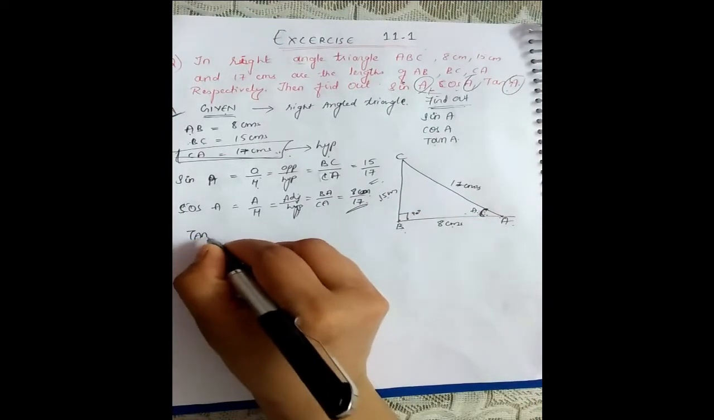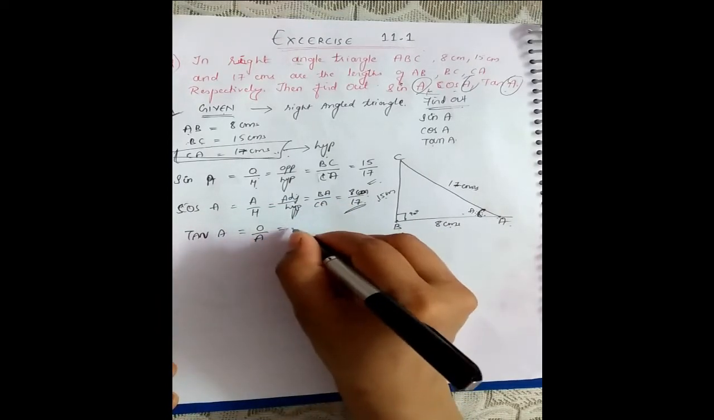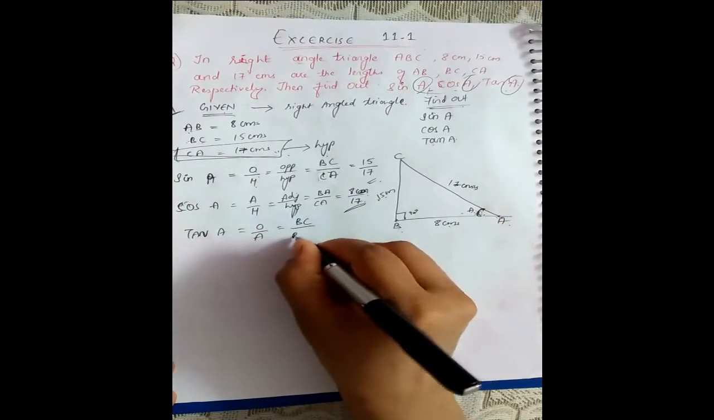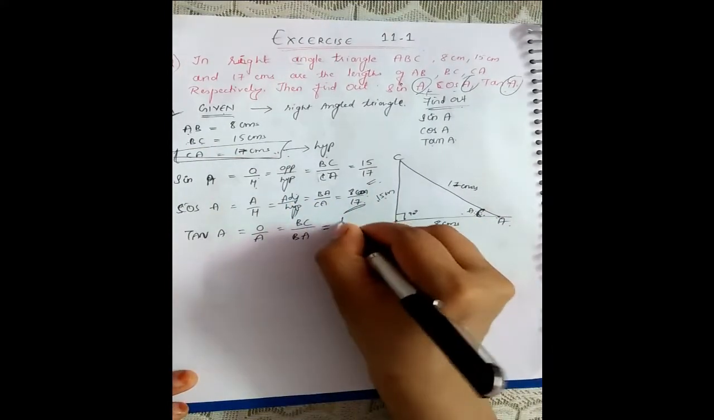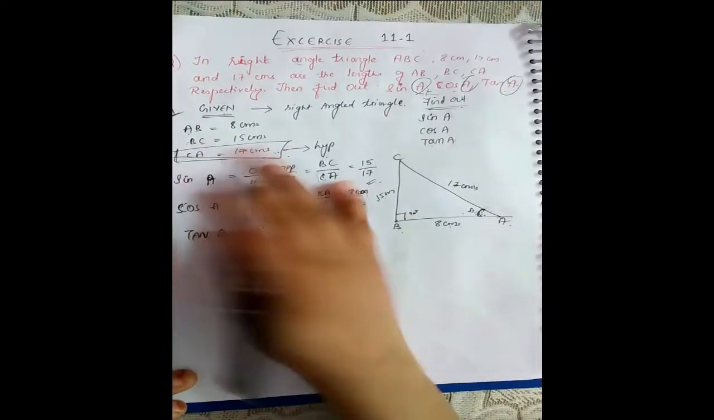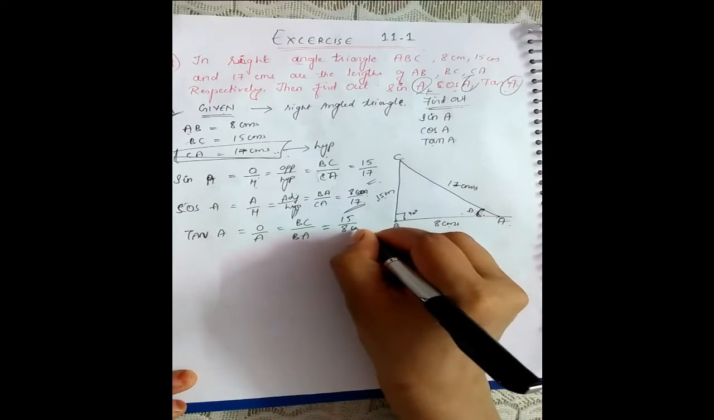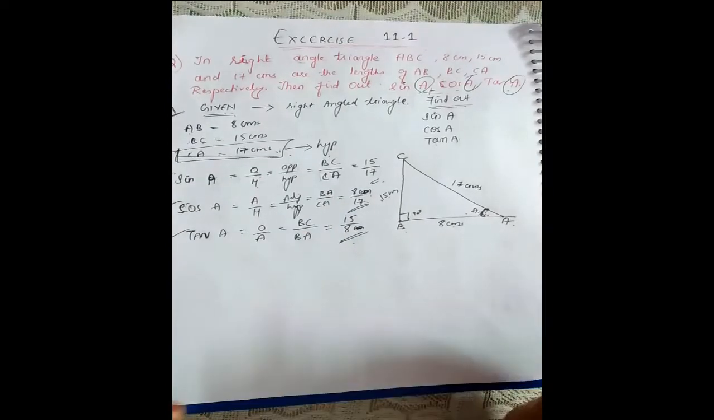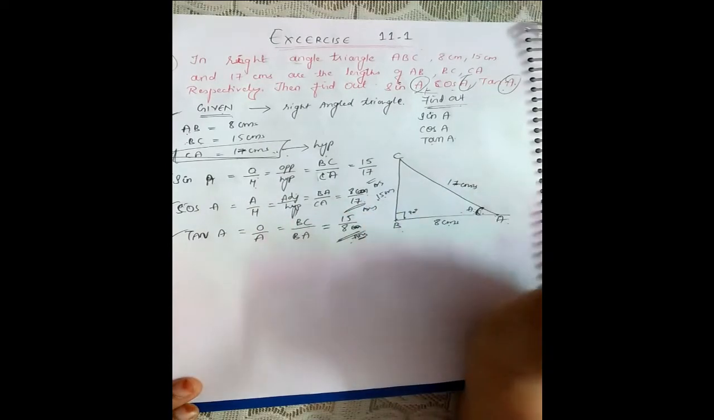Okay, tan A. Tan A will be opposite by adjacent. So what is opposite? It is BC. Adjacent is BA. So BC is 15 centimeters divided by BA, which is AB, 8 centimeters. This will be the answer. This is the end. All the three values we have already found out. In exam, if you present this way, you will be scoring very well in exams, I'm sure.